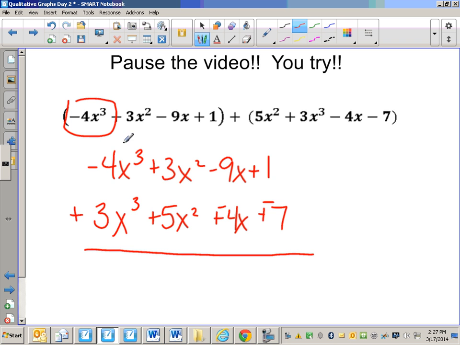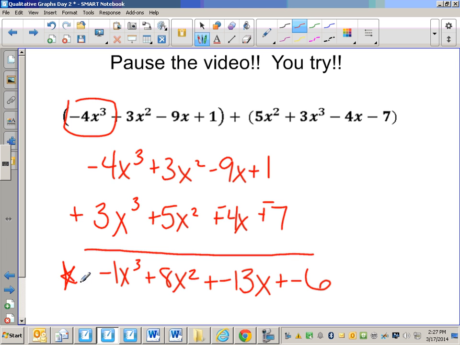So negative 4x cubed plus 3x cubed, going vertically now, is negative 1x cubed. No, you don't need the 1. 3x squared plus 5x squared is 8x squared. Negative 9x plus a negative 4x is a negative 13x. And then 1 plus negative 7 is a negative 6. And because we put these in order with the largest exponent first and then the smallest, our answer is already written in that form.